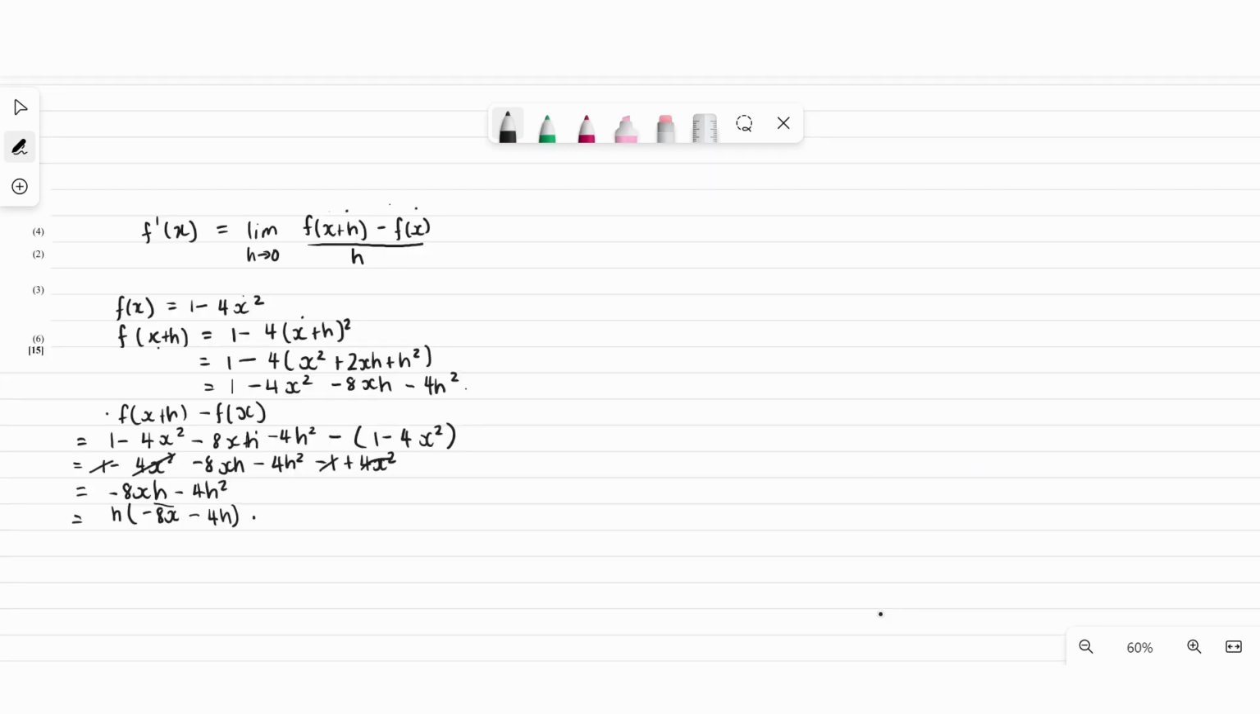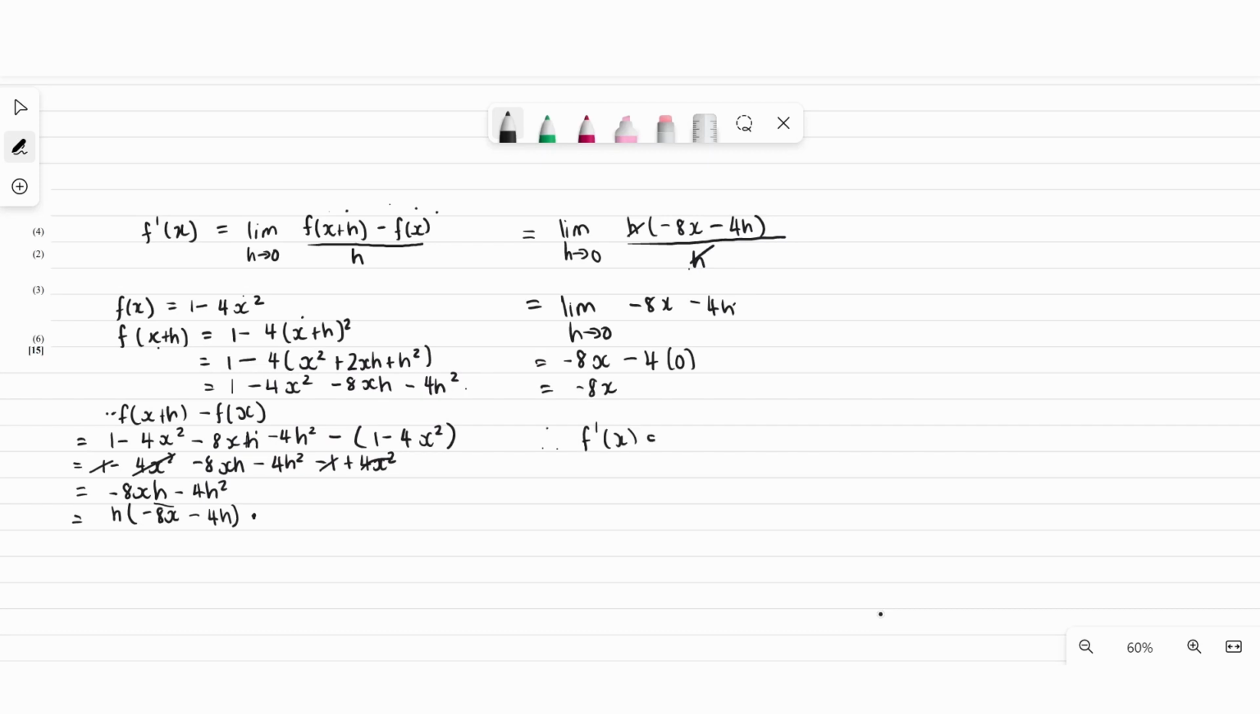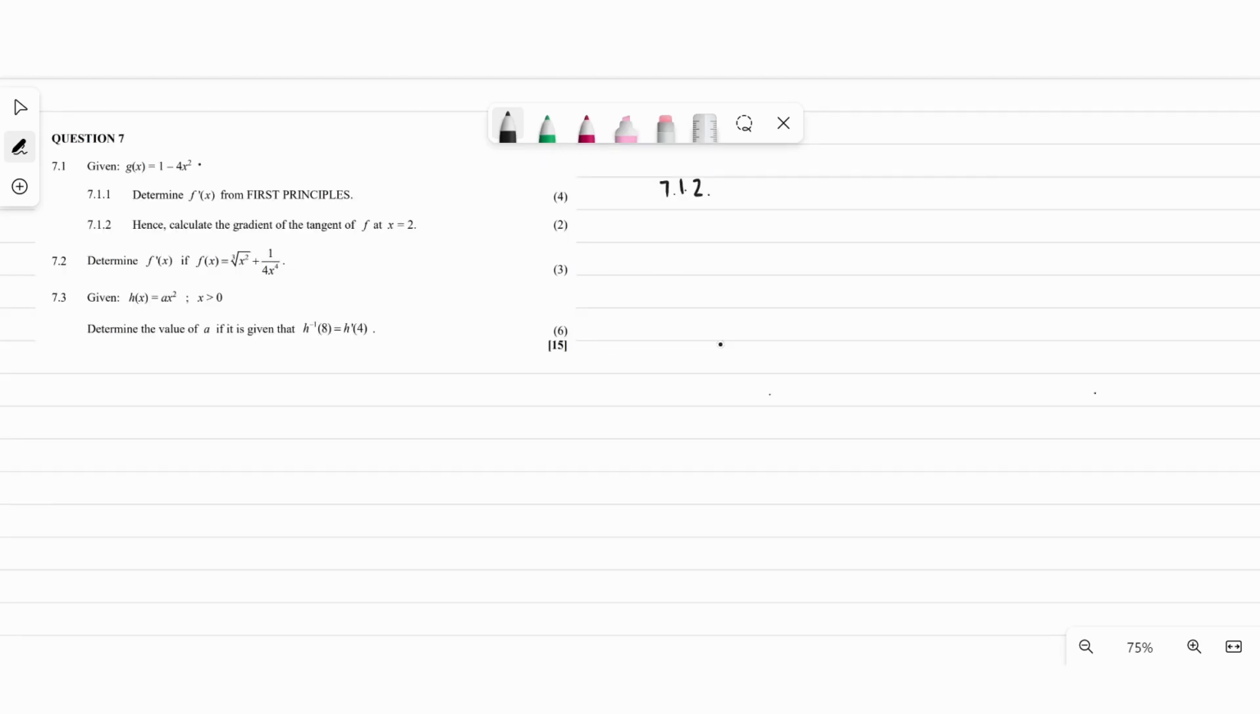So what you're going to do is substitute this here in the numerator, because this and this are the same thing. So let's do that. What do you see? We have h in the numerator and h in the denominator, so they're going to cancel out. So you're going to be left with, now we're going to substitute the h here. When you substitute, the limit drops. So therefore f prime of x is equal to negative 8x.